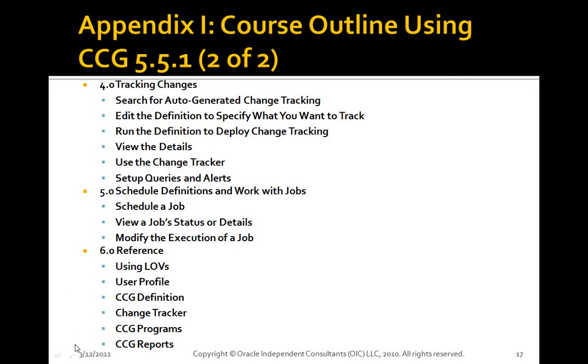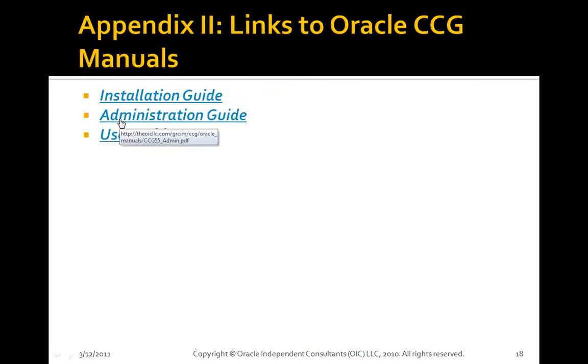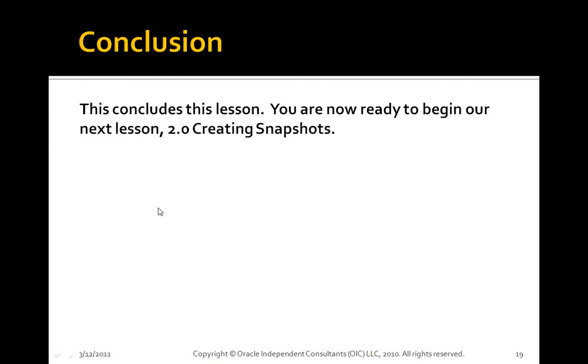I probably won't have anything formal for Chapter 5, scheduled definitions and work with jobs, because we're really going to do that as we go through these other chapters. And the same thing with using list of values, these other things. We're actually going to use reports, use the programs as we go through these first 4 chapters. So they're really covered in there. I just wanted to show you that we do map directly back to the Oracle User's Guide, right, and these other chapters in the User's Guide. So, okay, these are just links to the Installation Guide, the Administration Guide, and the User Guide. All right, this concludes the lesson.